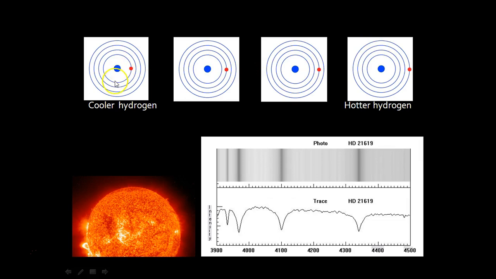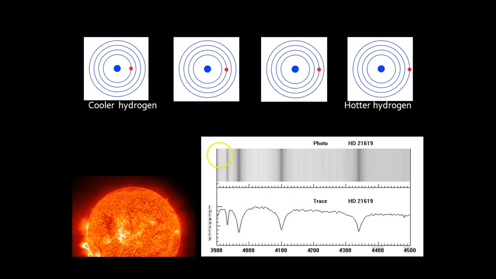Similarly here, if the hydrogen is cooler, then we get absorptions that are in the ultraviolet region. Here, they would be in the infrared. So what that really meant was that the level of absorption by the hydrogen atoms, in fact the spectrum that we get for hydrogen, was an indication of the temperature of the star.